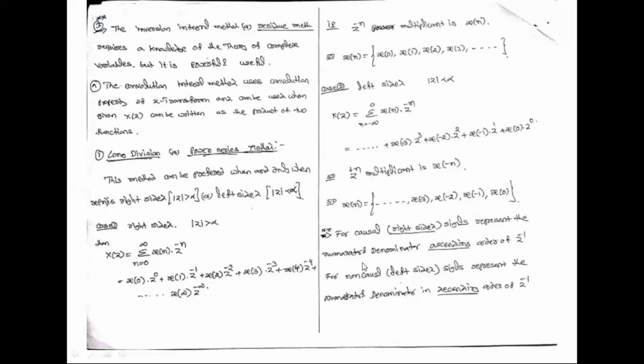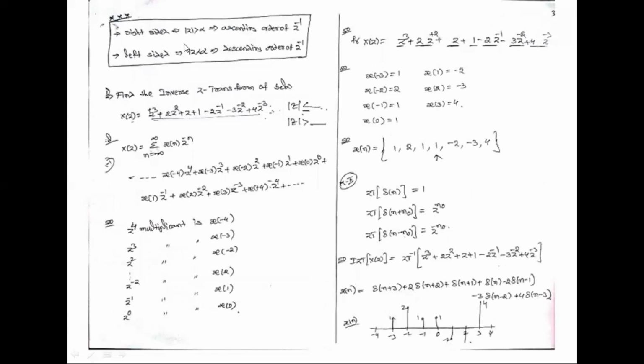For causal, right-sided signals, represent the numerator and denominator in ascending order of z power minus 1. For non-causal, left-sided signals, represent the numerator and denominator in descending order of z power minus 1, to get the causal and the non-causal signals. Okay. And right-sided, z is greater than some variable alpha, ascending order of z power minus 1. The left-sided is z less than alpha, descending order of z power minus 1.